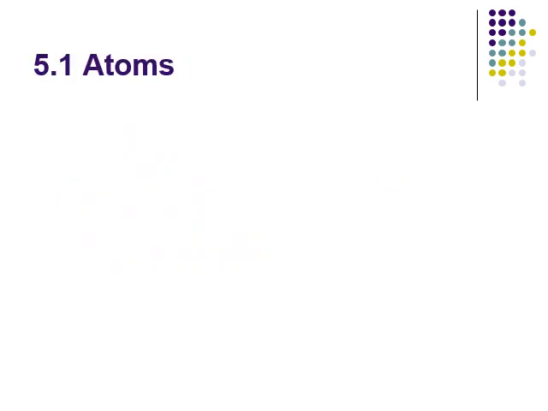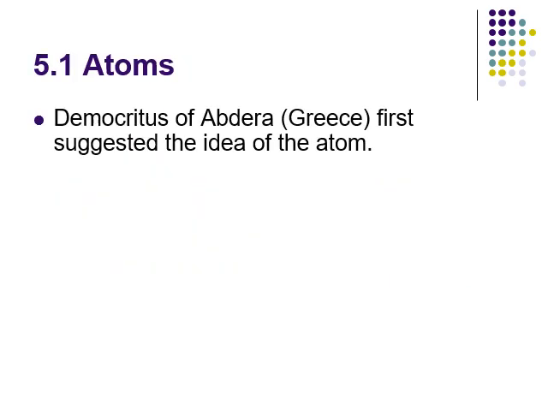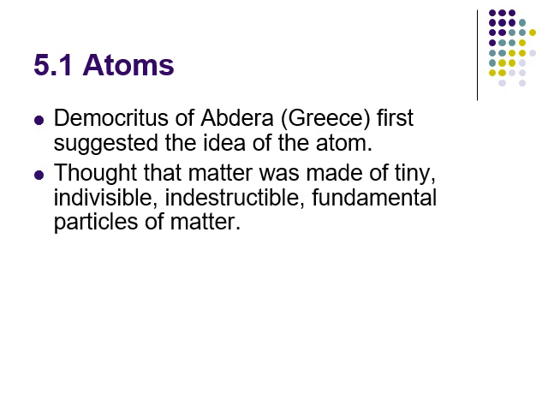Okay, so atoms. The first historical record we have of the atom came from an ancient Greek philosopher by the name of Democritus. Now, the idea behind this is that because he was a Greek philosopher, he didn't actually need to do experiments. He just had to sit around and think about stuff. A cushy job, I believe.